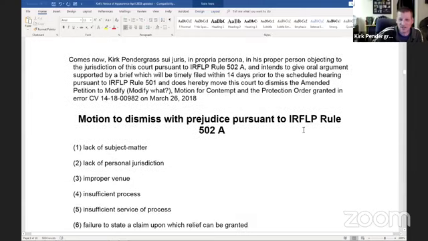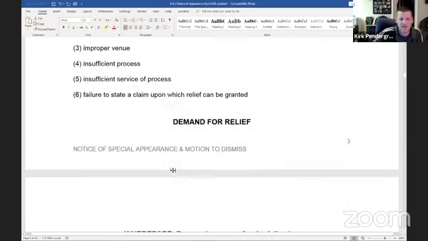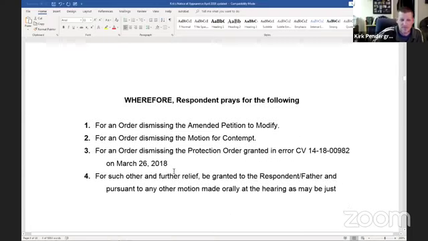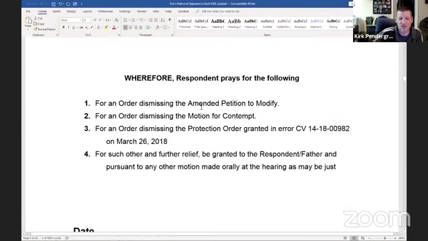But here it is, right? Motion to dismiss. This is under family law, family rules of family law procedure. They've changed it from Rule 12 to Rule 502. But there it is, lack of subject matter, lack of personal jurisdiction. Okay. Demand for relief for an order dismissing.